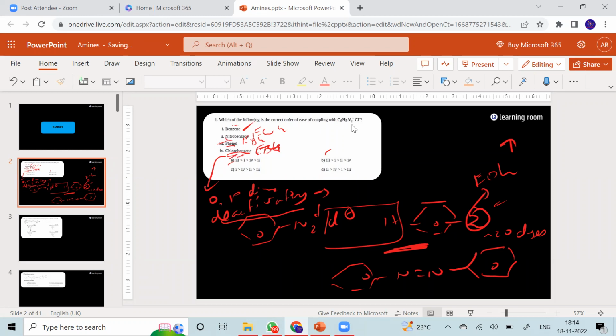Here it will be deactivating by inductive effect. In the case of the nitro group, it will be deactivating by the minus R effect. Here it will be the minus I effect. Here it will be the plus R effect, for phenol. So the answer should be 3 first, and after that 1. So D should be the answer to this question. Okay, moving on.